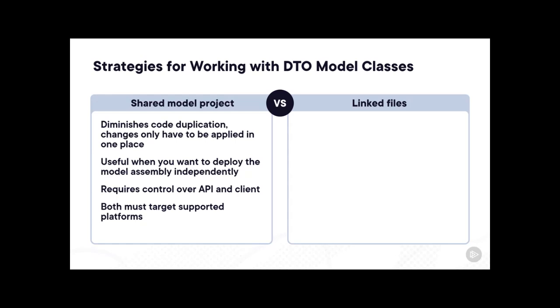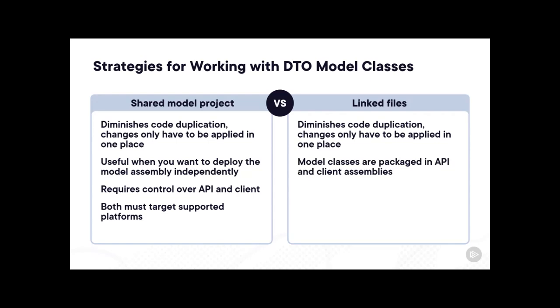Another technique that diminishes code duplication and ensures that changes only have to be coded once is adding the DTO model classes in one project, say the API, and adding them as a linked file in the client project. This ensures that the files only exist in one place, the API project, but are packaged into the API and client assemblies when compiling. So there's no shared assembly in this approach. This again is a good approach when you are in control of both the client and the API, and when the code you are linking can be compiled at client and API level.